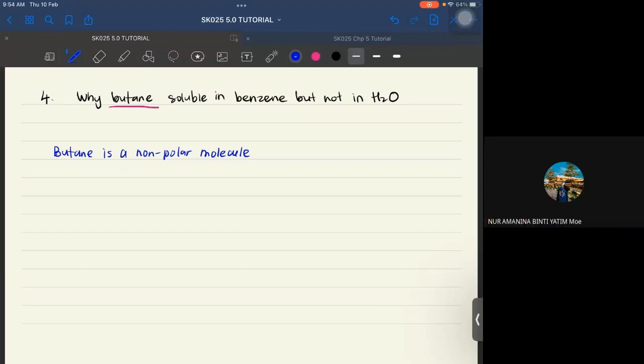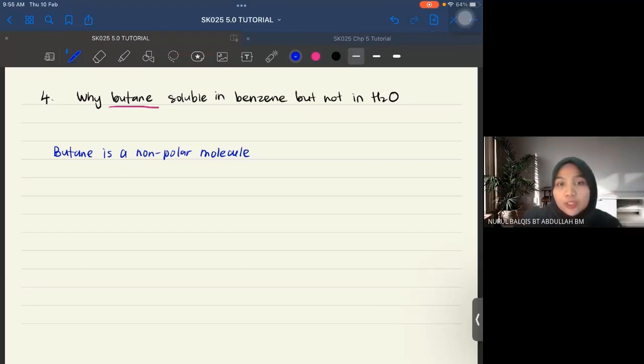Van der Waals forces only. Van der Waals forces have two types: London forces between non-polar and non-polar, or dipole-dipole between polar and polar. Okay, so it is far from hydrogen bond, is it? So, how are you going to explain this?